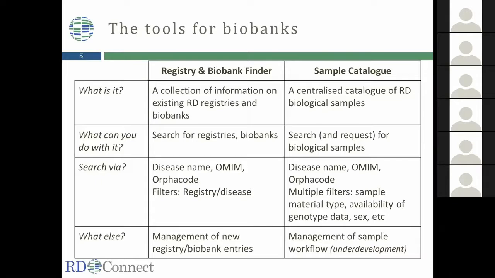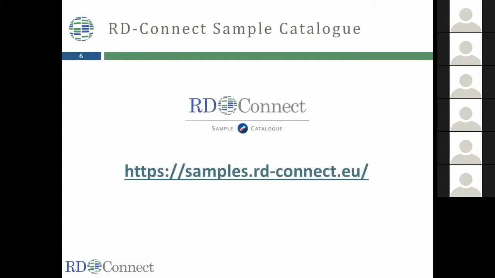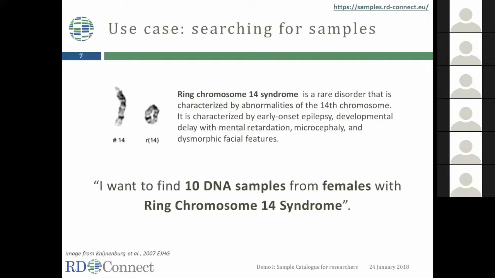So, DNAs, which diseases, male and female, really much more detailed information about the biological samples. Researchers can look up information via disease name and different codes, and have various filters to refine their search for biological samples. This is the web link for the RD-Connect sample catalogue: samples.rd-connect.eu.